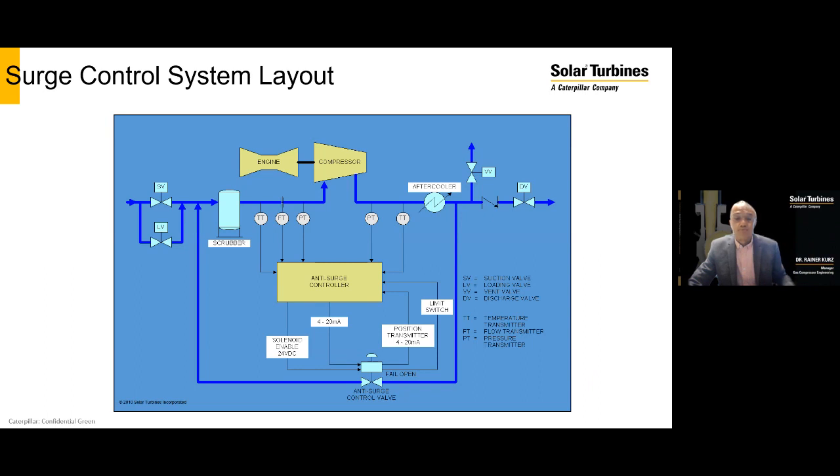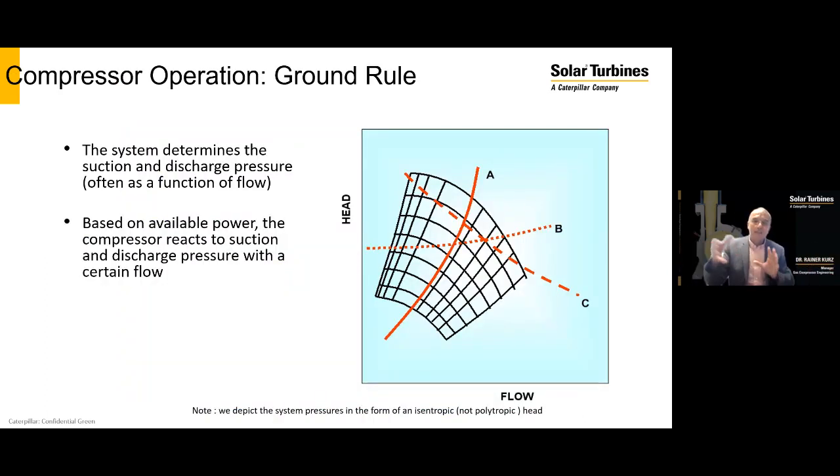Now, the other question that often comes up is, what makes that compressor operate at a specific point if I change the speed? And that really depends on the system around the compressor. If you have a pipeline, the more flow you want to pump through the pipeline, the more pressure drop you have in that pipeline. So therefore, the pressure ratio in the station goes up. So that's, for example, that line A.